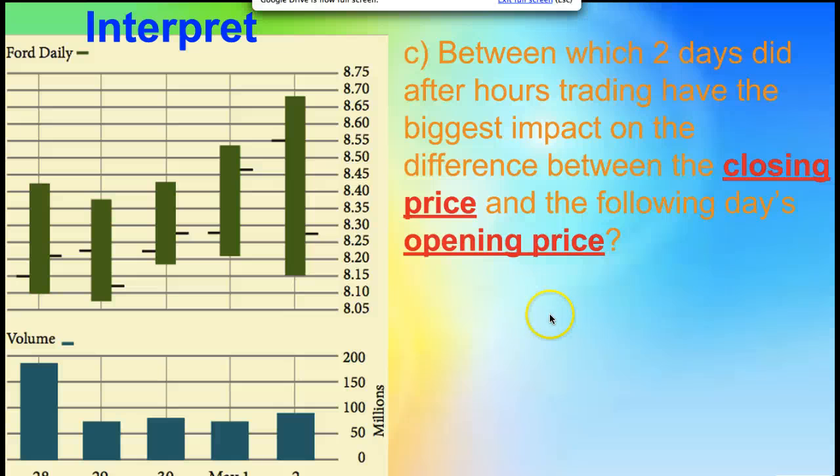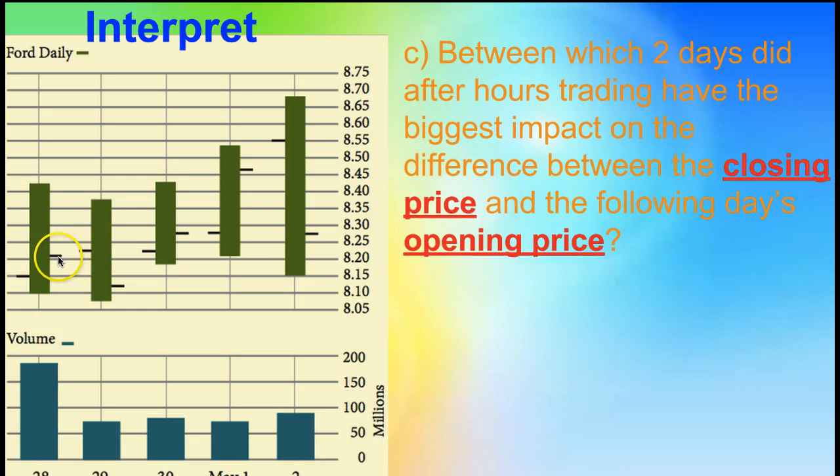Okay, now let's analyze between which 2 days did after hours trading have the biggest impact on the difference between the closing price of one day to the opening price on the next day. Okay. So now we want to analyze these line segments that come out from the bars. Remember that the one to the left is the opening price and the one to the right is the closing price. So let's look between May 28th and May 29th.